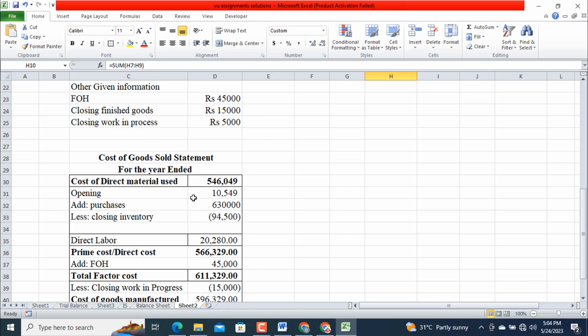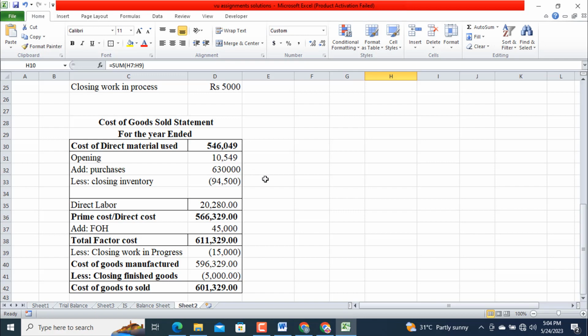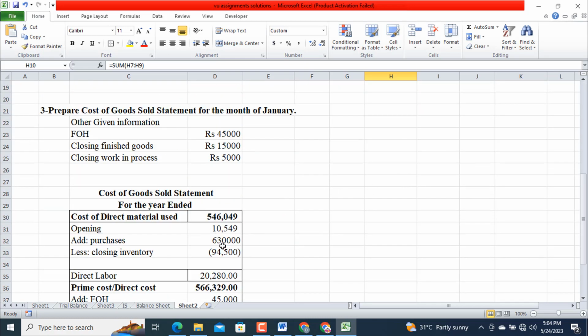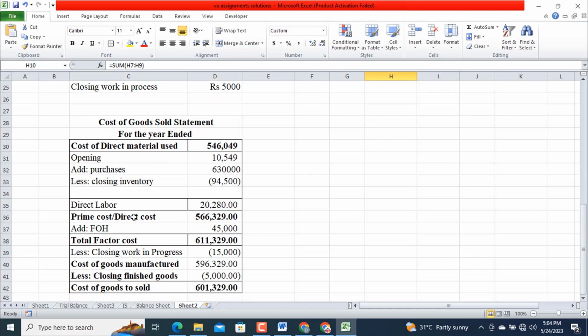So the cost of direct material used is: opening is 10,549, you can get this information from the leather material ledger part. This one is the opening, and after that we add the purchases and less the closing inventory. After summing up, we get the cost of direct material used as 546,049, and direct labor is 20,280. So prime cost, which is also called direct cost, is obtained by adding this consumed material and this 20,280, so we get 566,329.